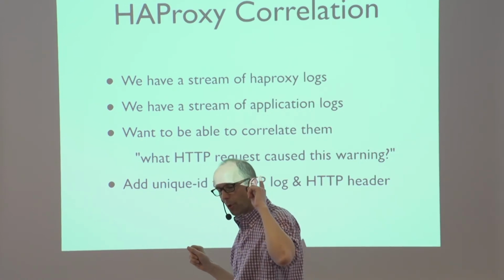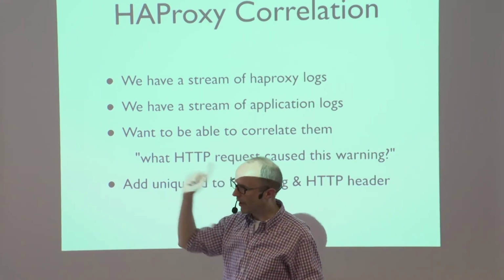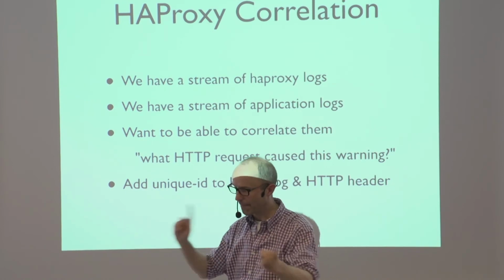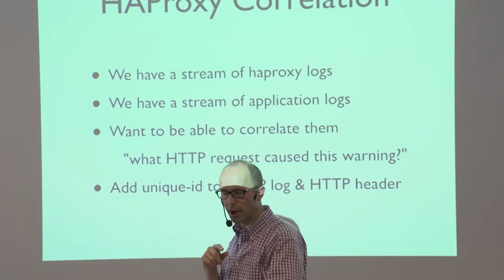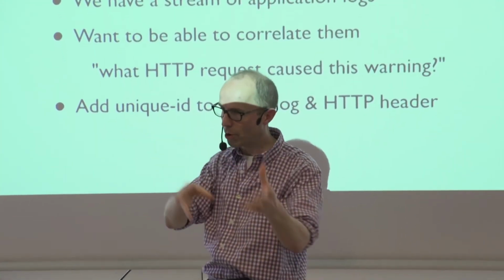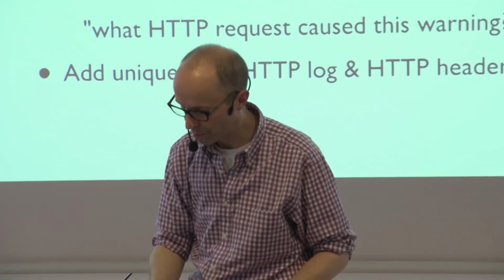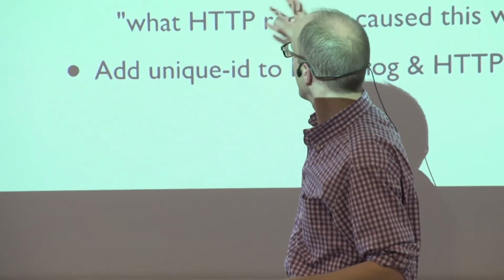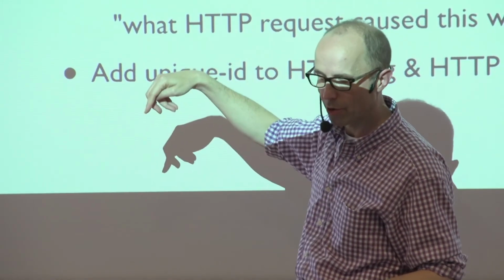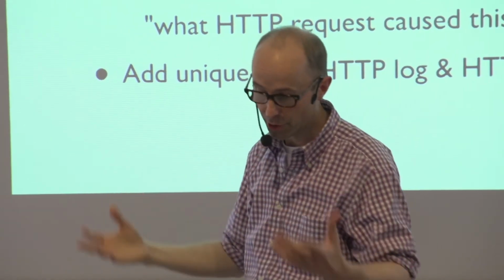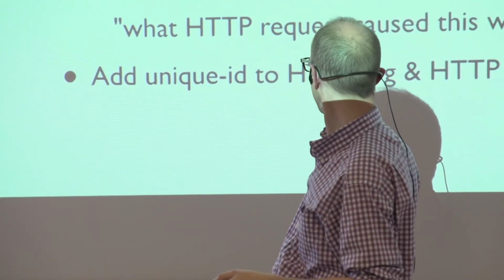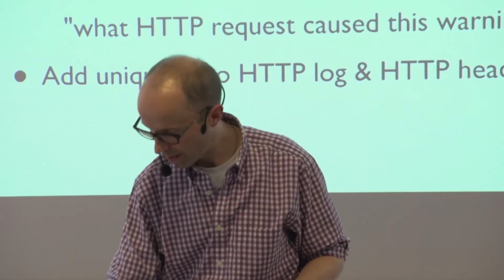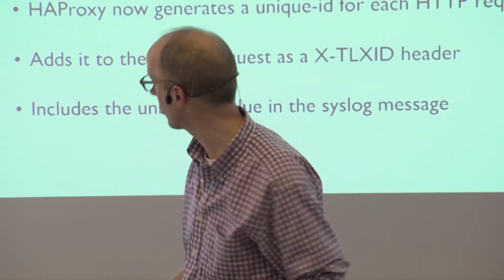So we have a stream of HAProxy logs and we have a stream of application logs. We'd like to be able to tie them together and say, what HAProxy request was the code working on when it generated this message? So rather than trying to dump request information like the request URL and parameters, what we could do is add a unique ID into the HTTP logs and HTTP header. Let's see how that works.